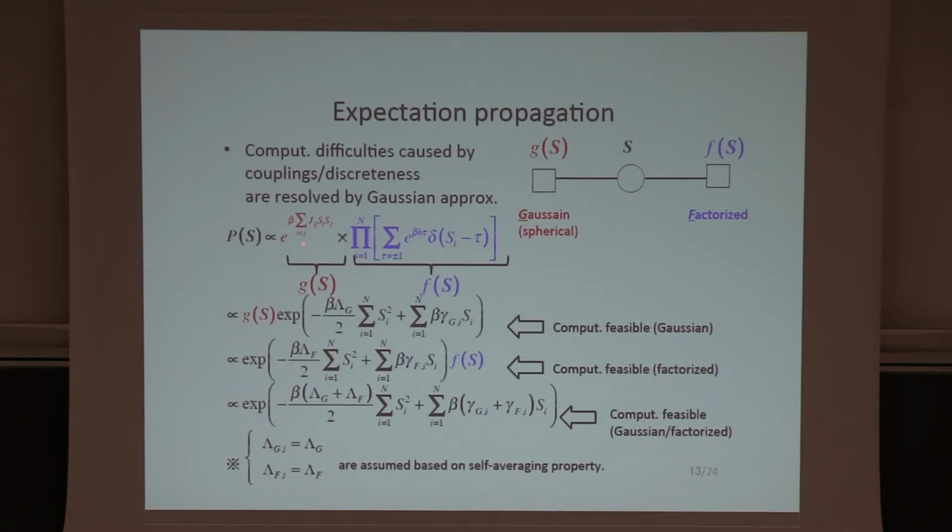Okay, second line, we replace the blue part by the factorized Gaussian. But we can do a similar thing by replacing the red part by another factorized Gaussian. And by combining the two, we get a third expression, with which one can handle the computation. In this expression, we assume that the prefactors, the quadratic part or the constant, are not dependent on the sites, assuming that self-averaging property.